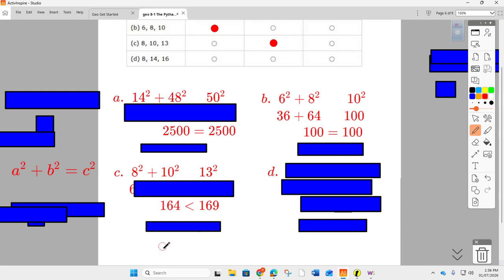Very good. If the sum of the squares of the short sides is less than the square of the longest, it's obtuse.